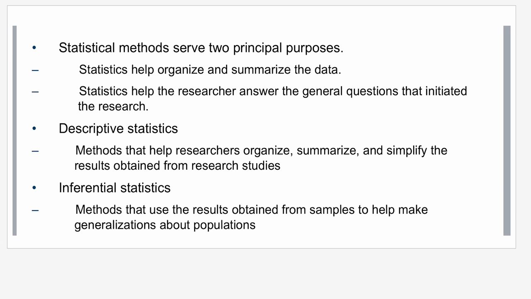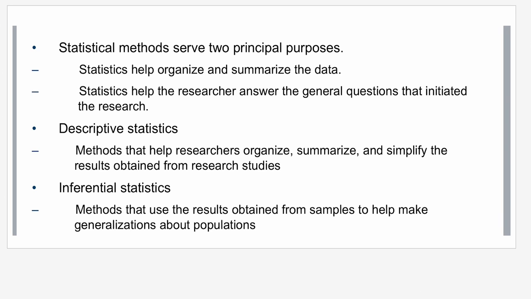And these purposes align with the 2 basic types of statistics, which are at the bottom here. We have descriptive and inferential. Descriptive statistics are those methods that help us organize, summarize, and simplify the results obtained from research studies. We'll talk a little bit more about that in the next video, but basically, that's the part that really just helps us make sense of it all.